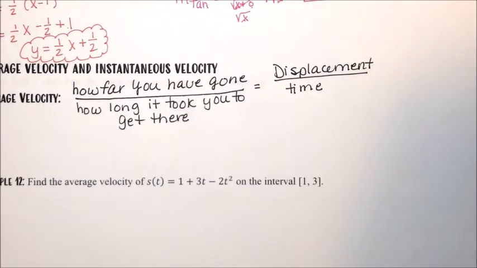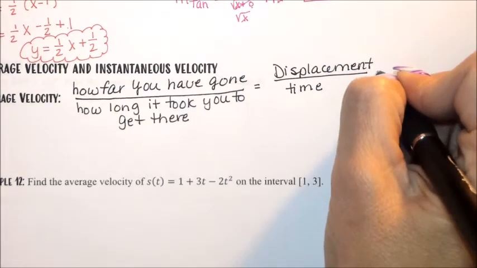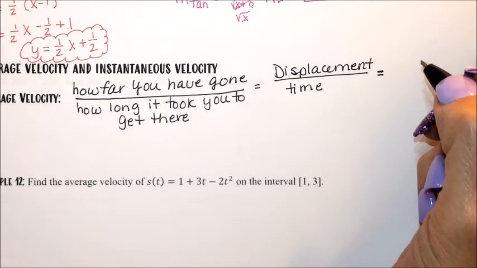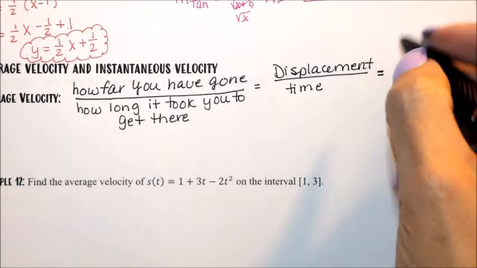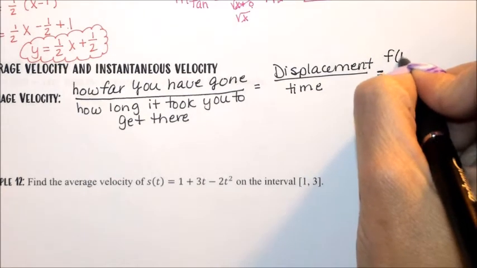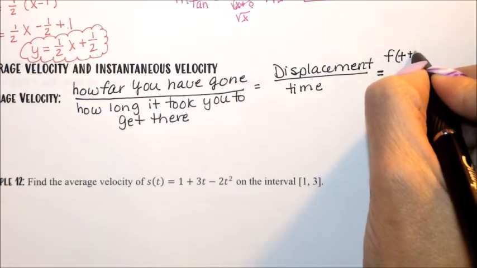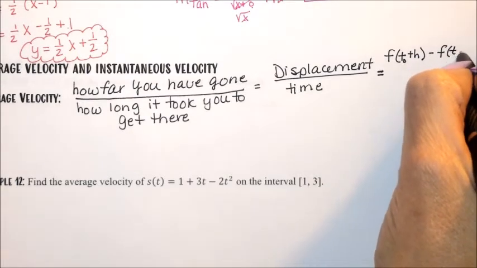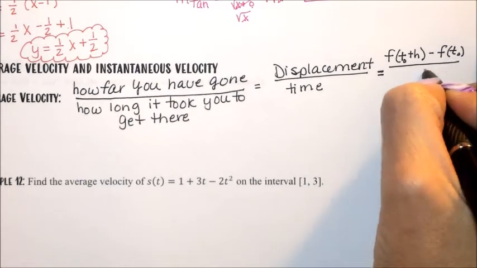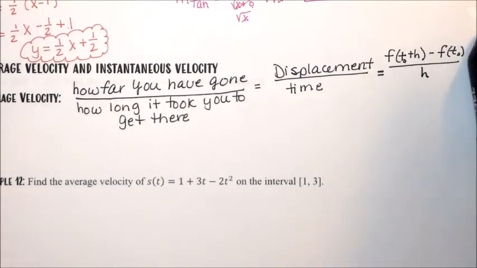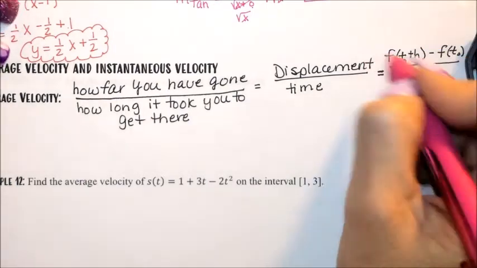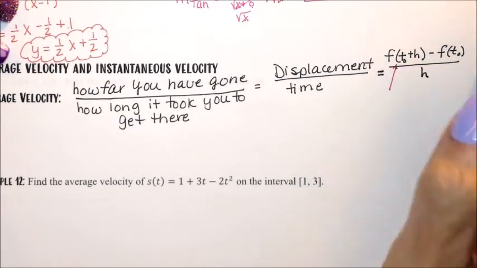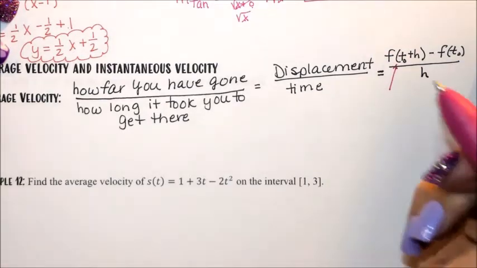So, I'm sure most of you remember that. You've all had physics, or you're all in physics right now, and you're probably working on that. Isn't displacement over time kind of the same thing as slope? f of t naught plus h, minus f of t naught, all over h. And if you think about this one right here, this f gives you the position after just a little while. How far did you go?